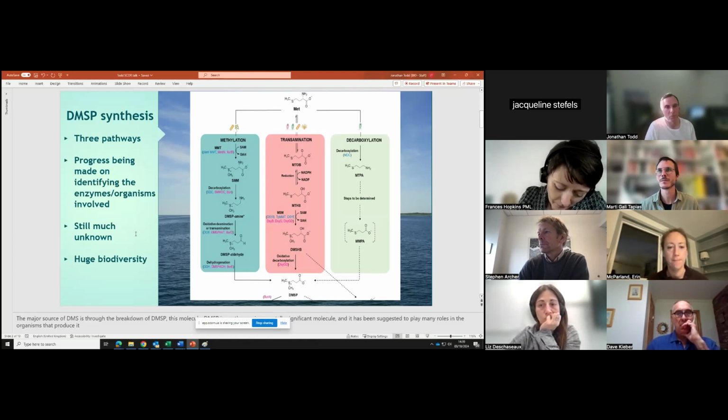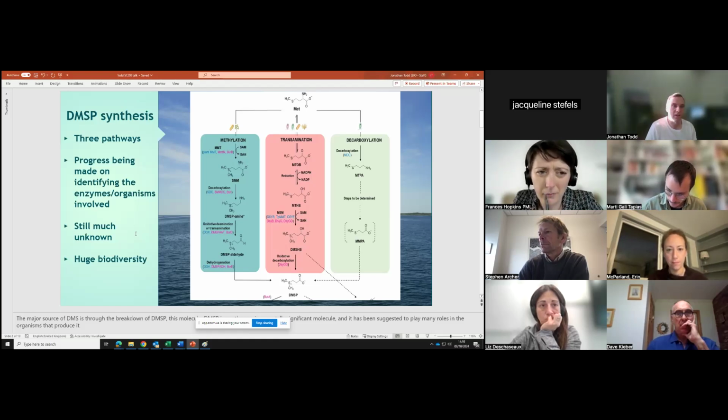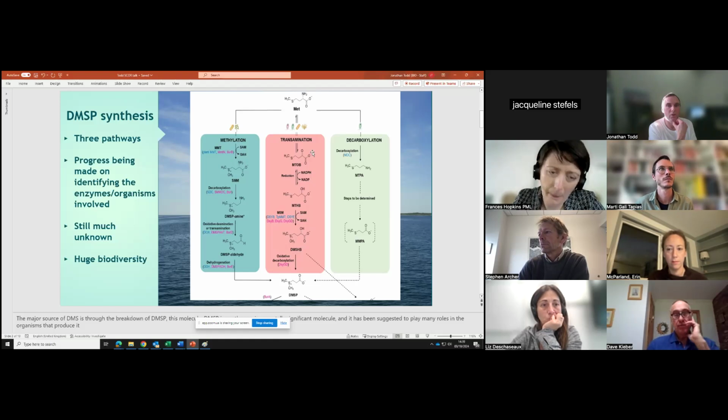So what we've done over the last, I don't know, maybe 15 years or so now, is apply molecular biology to try and understand the pathways and the organisms and the enzymes involved in making DMSP, our favorite molecule down the bottom here, from methionine, but also in the breaking of DMSP to make, of course, DMS and methanethiol and such like that. So our work mainly revolves around working on model organisms and identifying the enzymes that allow them to conduct those processes.